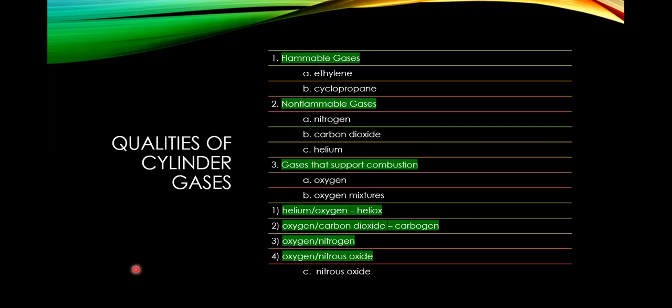Let's look at the qualities of cylinder gases, and then we're going to stop. Okay. Qualities of cylinder gases, and we're going to stop for the day. What are the qualities of cylinder gases? We got to understand cylinder gases have certain qualities. First one is flammable. There are some flammable gases. Some of them are flammable. And that will be ethylene and cyclopropane. Ethylene and cyclopropane are your flammable gases.